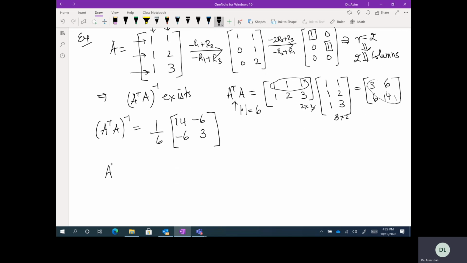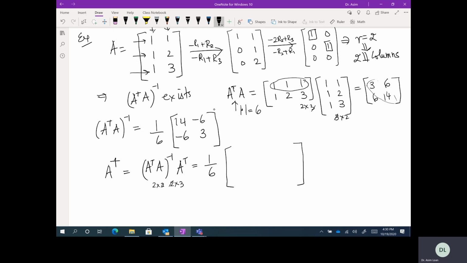So A plus equals A transpose A whole inverse times A transpose. So if I put a transpose here, this will become 1 over 6. And this is going to be 2 by 2, and this is 2 by 3. So I am going to have a 2 by 3 matrix.